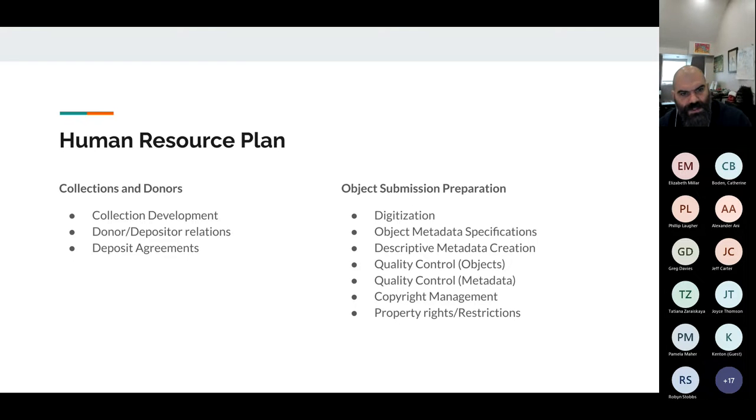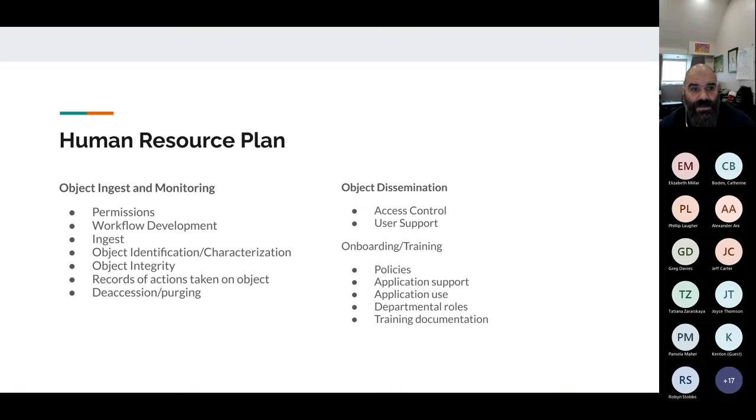Then we looked at collections and donors for each of these. It's not necessarily donors for each one, and it's collections for other things. So collection development, donor deposit relations, and then deposit agreements. Then when the objects go into a particular platform, the submission part of that: looking at digitization, which we spent a whole lot of time on, and then object metadata specifications, descriptive metadata creation, and quality control around the objects themselves but also the metadata. Who's responsible for copyright management, and for property rights and restrictions on these, figuring out the authorization on them.